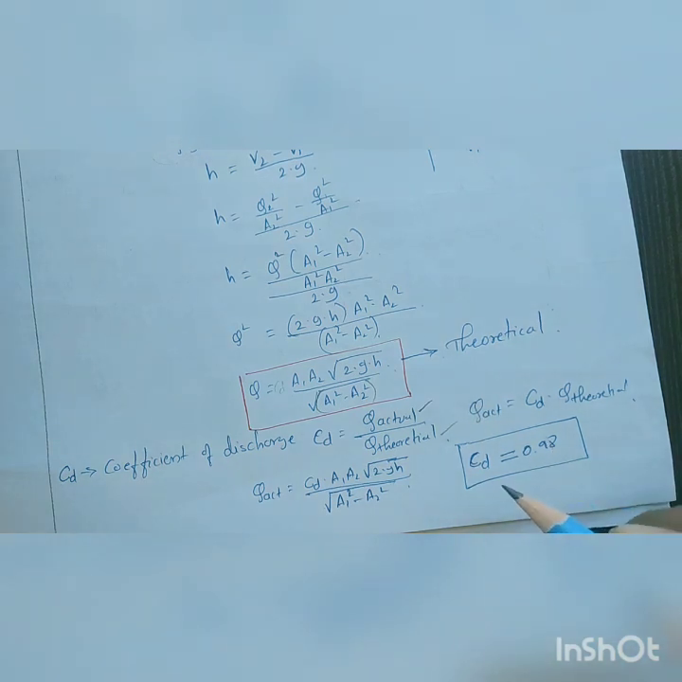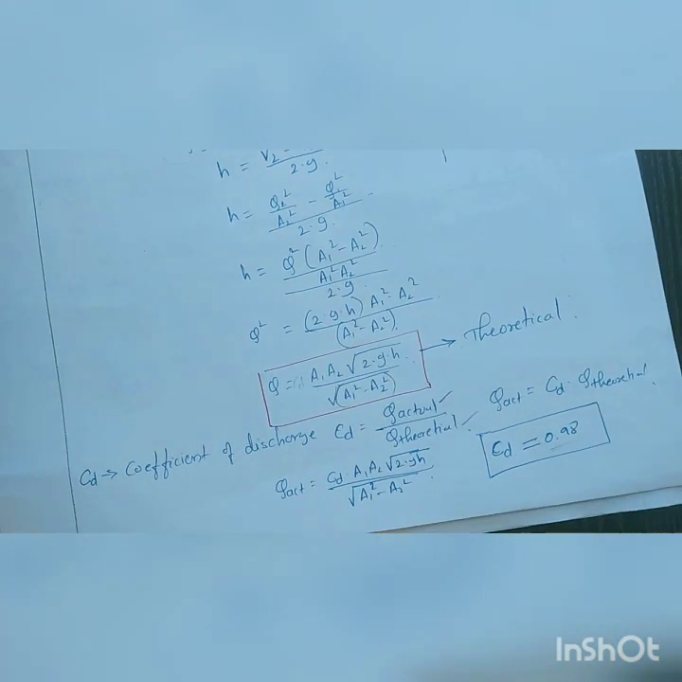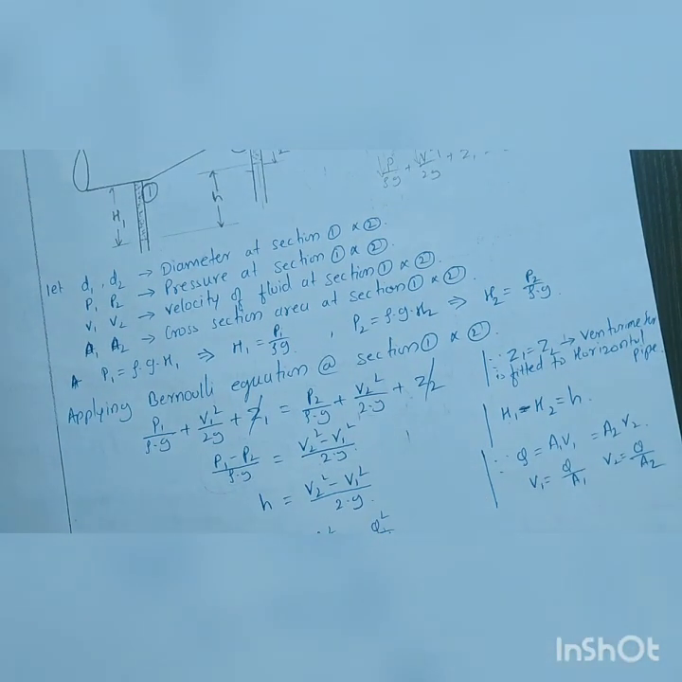On average, if nothing is given in the problem, we will assume the coefficient of discharge for a venturimeter is 0.98. If you are using a venturimeter, it means the losses are very less, whereas if you go for an orifice and other types of flow measuring devices, the losses are more, so the coefficient of discharge value will be less. So this is about the venturimeter.